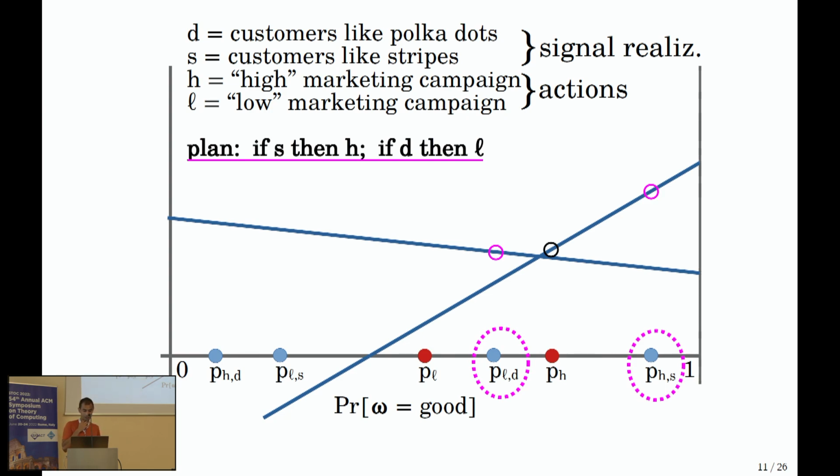Okay, we're done with part one. Questions about the model, please? Both the principal and the agent know all of these parameters, the distributions and the costs of actions and cost of signal.